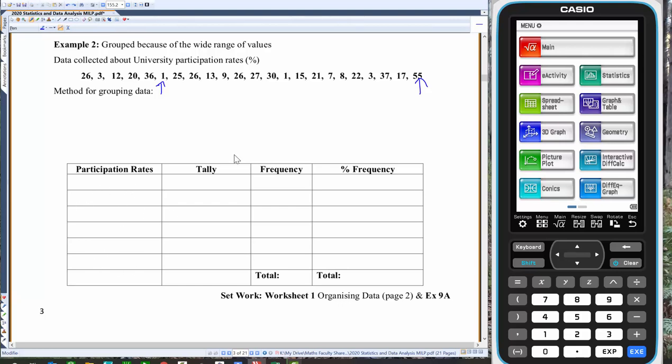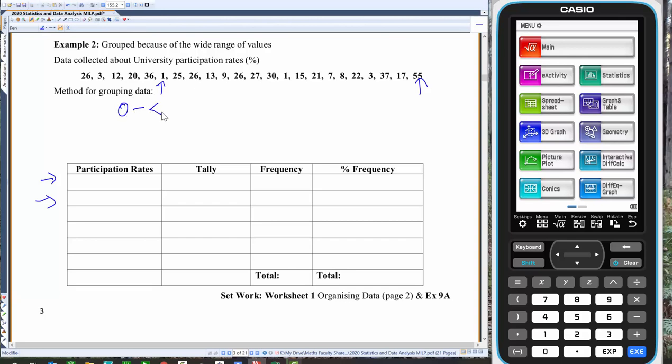Okay, so our participation rates, we can see here that the general guide is 5 to 10 groups would be appropriate. Any more than that, and it's becoming too stretched. Any fewer than 5, and it probably doesn't create a very good graph that you can make decisions on. So we've got 6 different groupings that we can use. What I'm going to do is group them into roughly groups of 10.